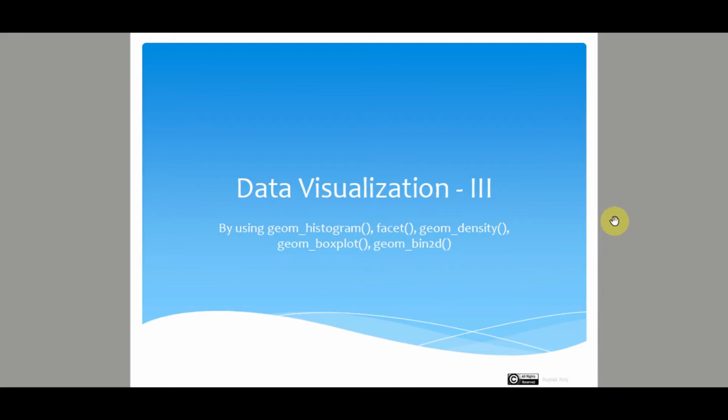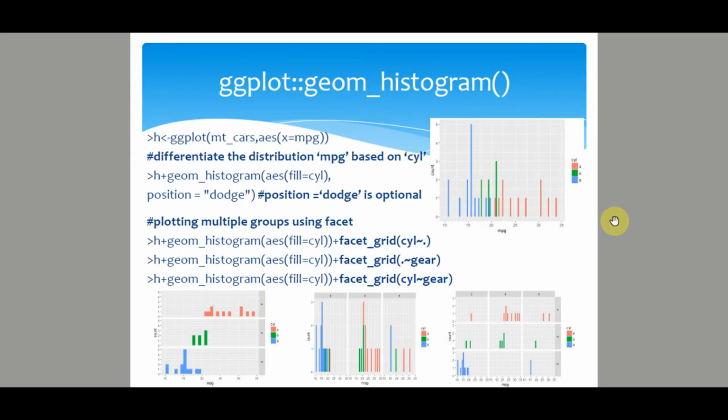In this chapter, we will learn how to visualize data using advanced yet simple functions like histogram, facet, density, box plots, bin2d, and more. First is a histogram. Previously, what we have learned is to plot a single variable histogram. And of course, histograms are used only to plot the count of a single variable. But by using these methods, we can define multiple variables in the histogram plot.